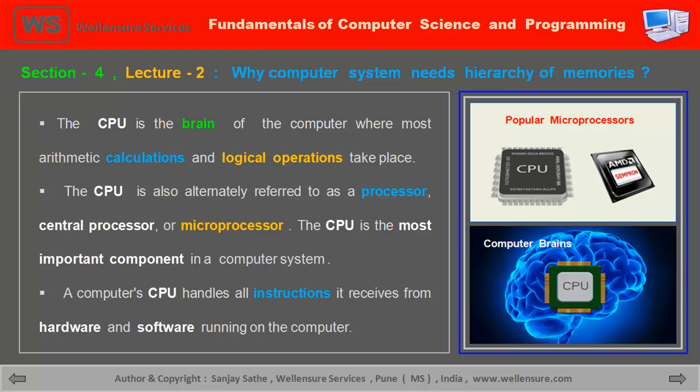The CPU is the brain of the computer system, where both arithmetic calculations and logical operations take place. The CPU is also alternately referred to as the processor, central processor, or microprocessor. The CPU is the most important component in a computer system. A computer CPU handles all instructions it receives from the hardware and the software running on the computer system.